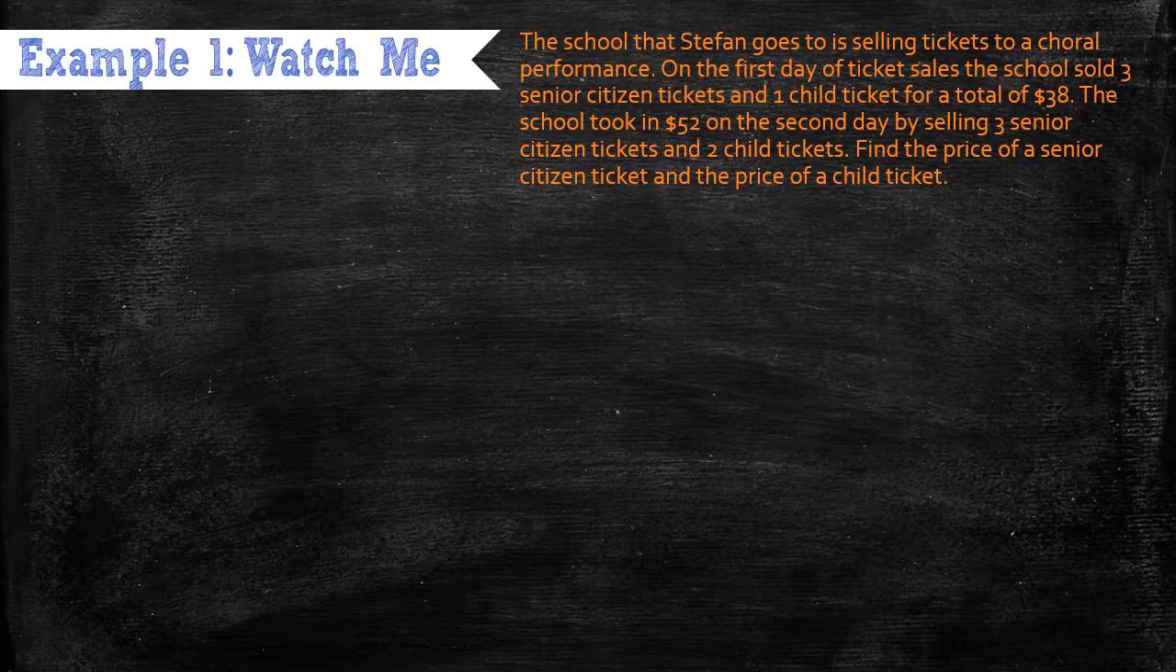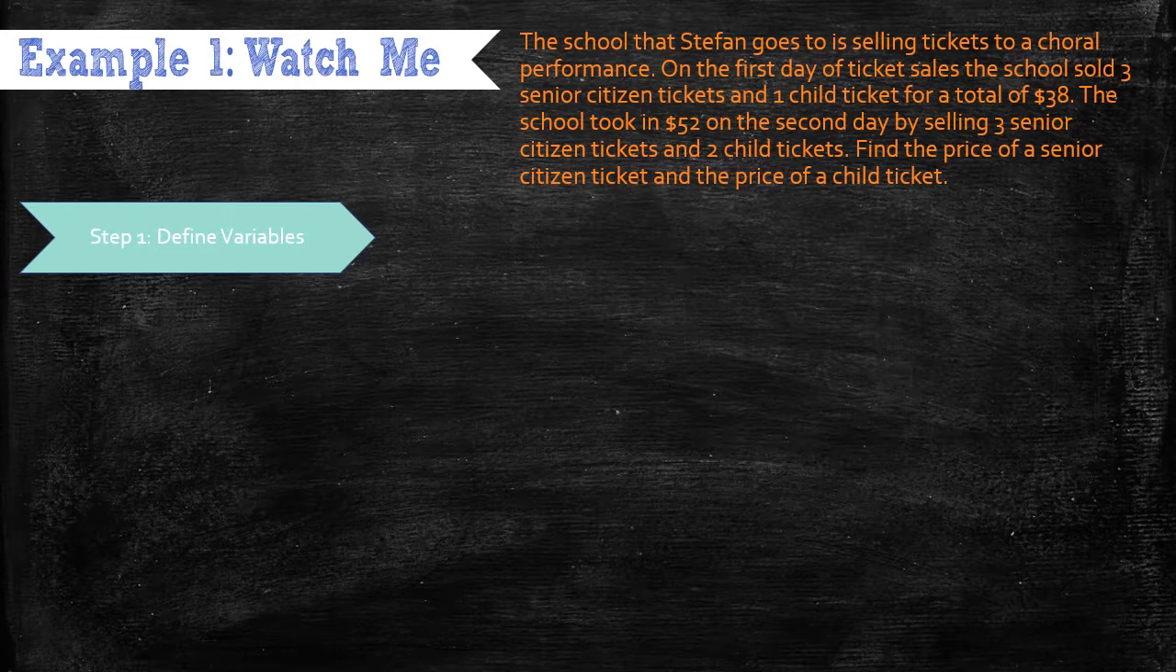So once we're given the problem, it's a good idea to go back through, maybe reread, highlight parts if you need it. But in our first step, we want to define the variables. So what are the unknowns that we are looking for?